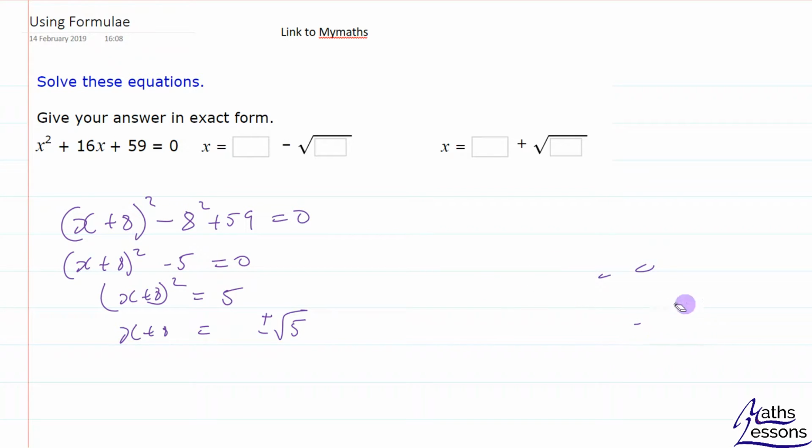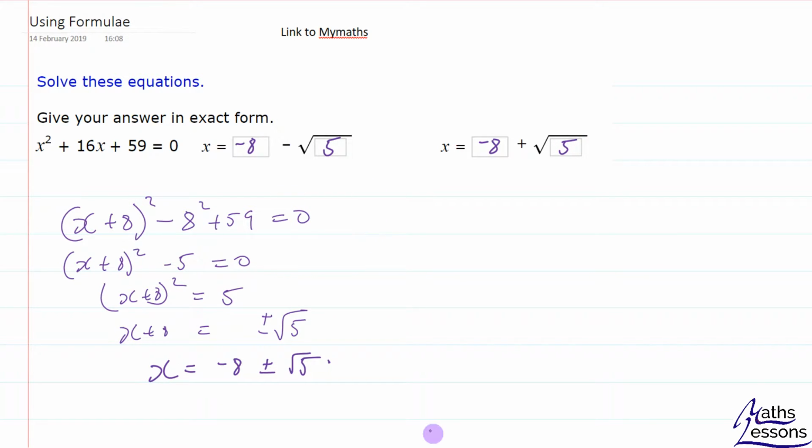Okay, so don't forget your plus minus when undoing squares. And then we're going to take away 8 from both sides, so it gives us minus 8 plus or minus the square root of 5. So x is minus 8 minus the square root of 5, or x is minus 8 plus the square root of 5.